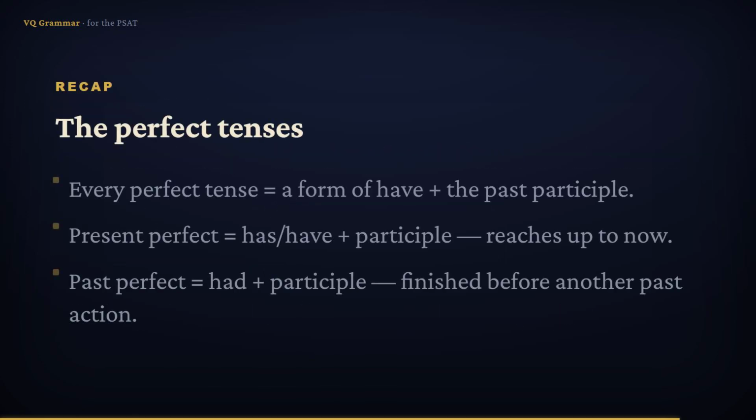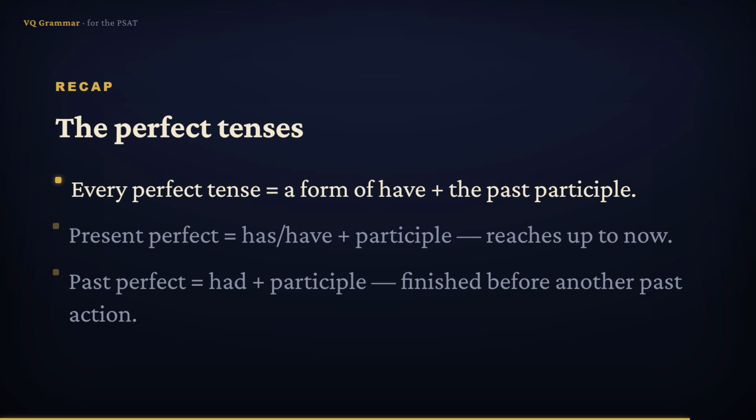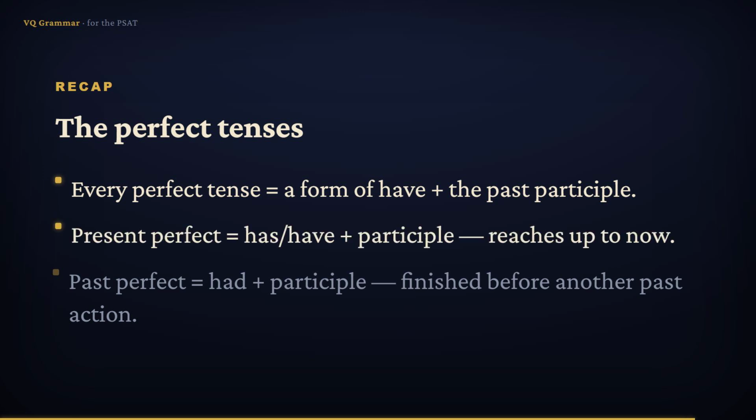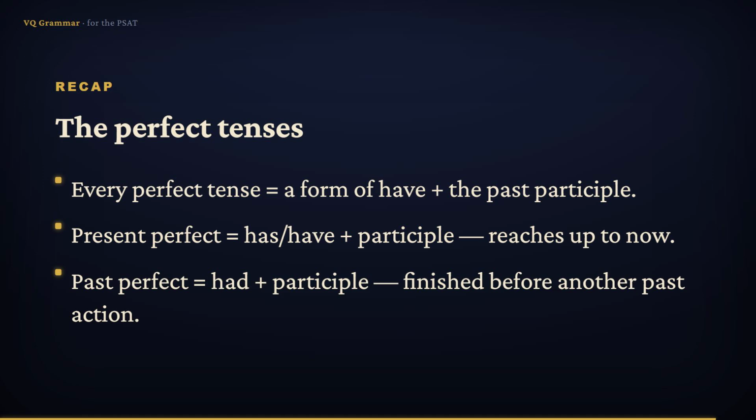Let's wrap up. The perfect tenses all share one recipe, a form of have plus the past participle. The present perfect uses has or have and names an action that began in the past and reaches up to now. The past perfect uses had and names an action that was finished before another past action. The participle stays the same. The helper does the work. Has or have, present perfect. Had, past perfect. Great work.